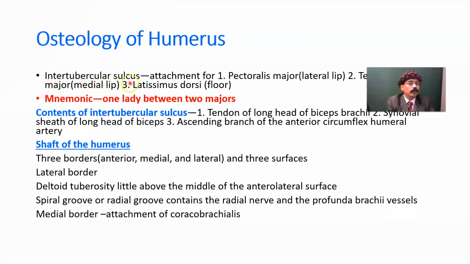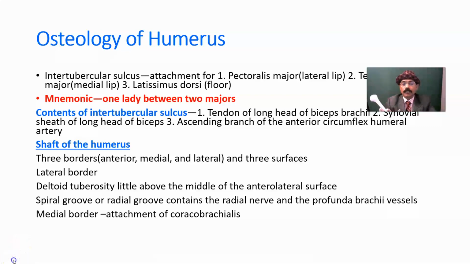So we know the content of the intertubercular sulcus. The shaft of the humerus has three borders and three surfaces. The deltoid tuberosity is a little above the middle of the anterolateral surface. We know the content of the spiral groove, or radial groove: the radial nerve and the profunda brachii vessels. The medial border, in the middle, is for the attachment of the coracobrachialis. Anterolaterally, in a V-shaped manner, there is the deltoid tuberosity for the insertion of the deltoid.